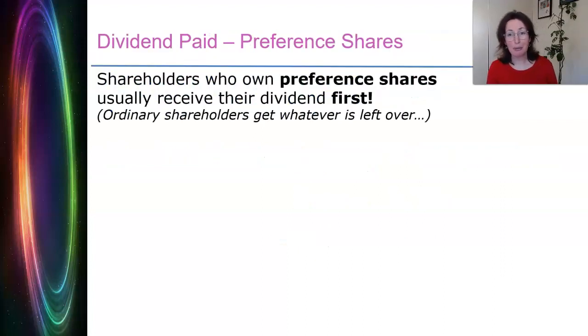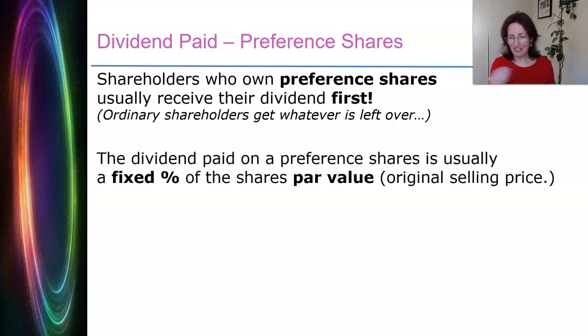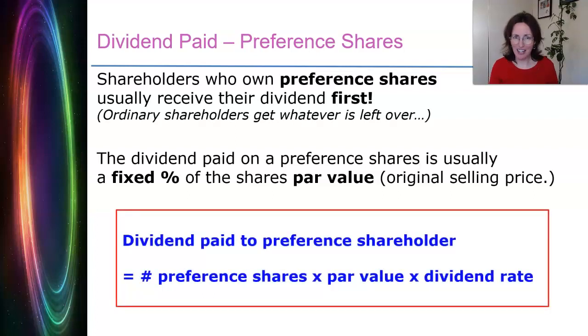Now, there's also something called preference shares, and if you have bought preference shares, you'll get your dividend first, and then they divide up what's left over. How that's worked out is, for preference shares, it's often a fixed percentage of the shares' par value. It's not a spelling error, it's not per value, it's par value, which is to do with the original selling price. So how do we work that out?